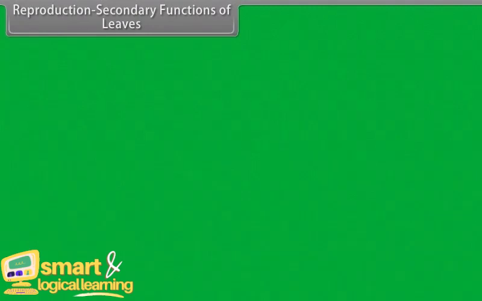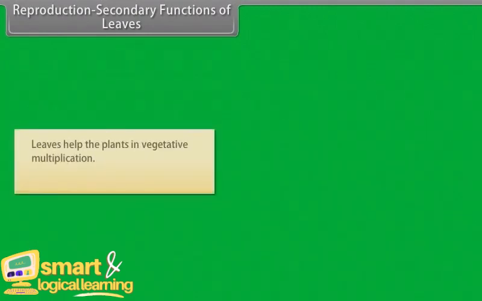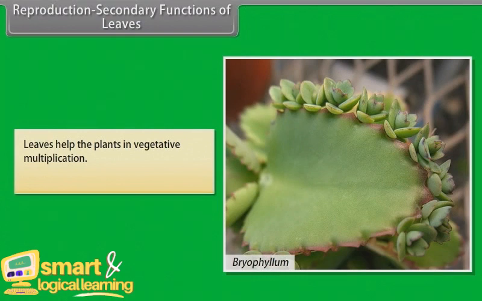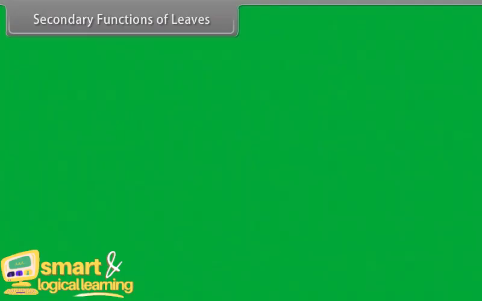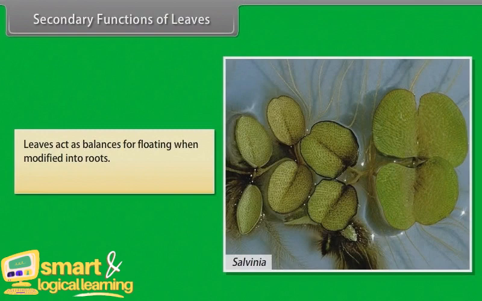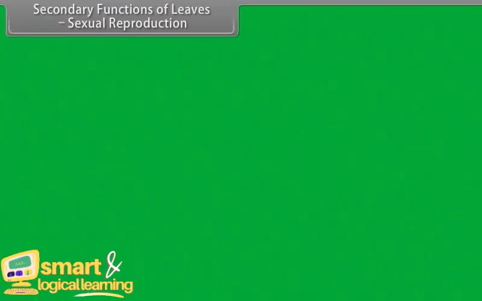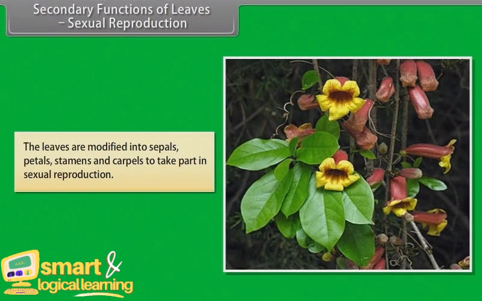Reproduction. Secondary functions of leaves. Leaves help the plants in vegetative multiplication. Example: Bryophyllum. Secondary functions of leaves. Leaves act as balancers for floating when modified into roots. Example: Salvinia. Secondary functions of leaves. Sexual reproduction. The leaves are modified into sepals, petals, stamens, and carpels to take part in sexual reproduction.